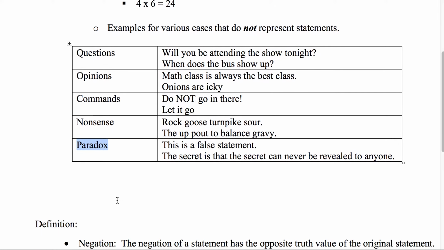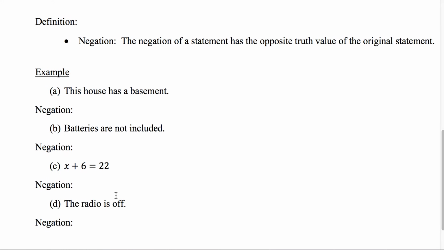The second thing that we worked on in class for this section was to talk about the negation of a statement. So remember that the negation changes the truth value. So if the original statement was true, then the negation makes it false. Or if the original statement was false, the negation makes it true. And usually we can write a negation by adding the word not into the original statement.